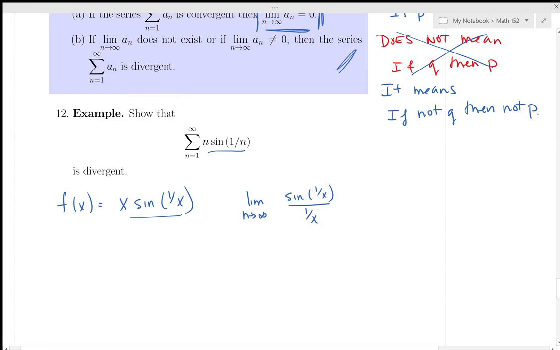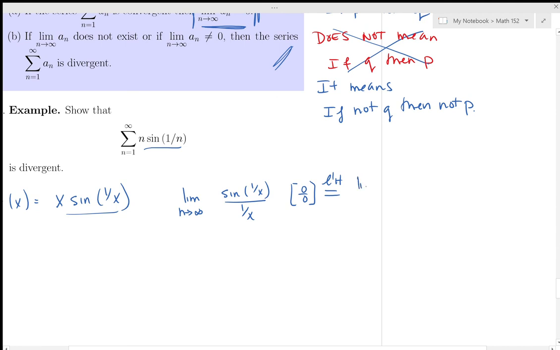I'm going to just write it like this because that is exactly the same. x is equal to 1 over 1 over x. And I wrote it like that because I can see that the numerator goes to 0 and the denominator goes to 0. So this is an indeterminate form, 0 over 0. That allows me to use L'Hopital's rule and write it this way here.